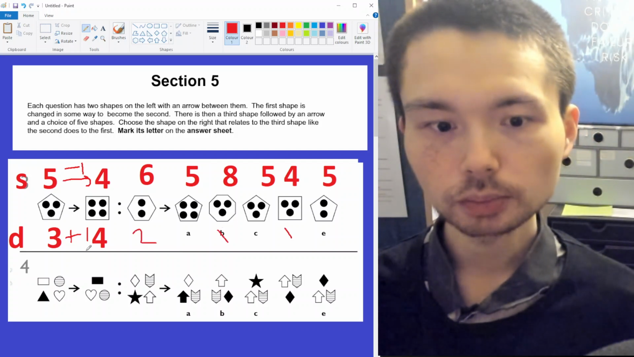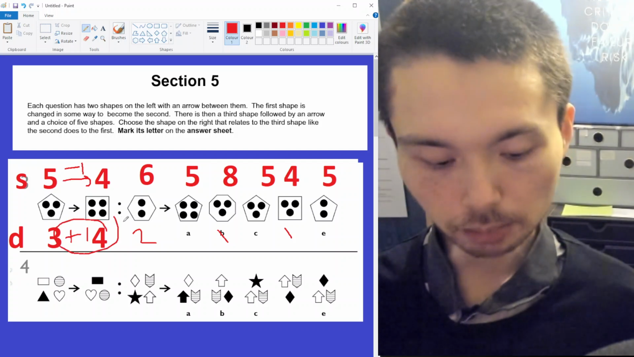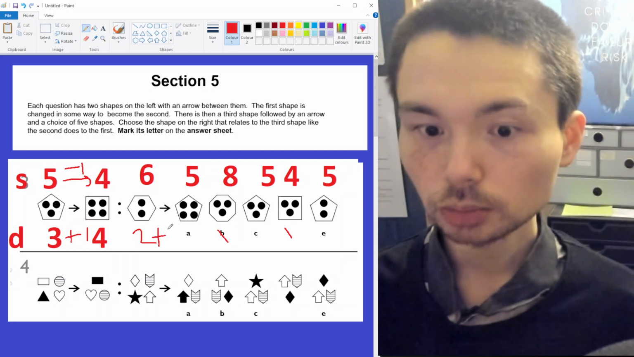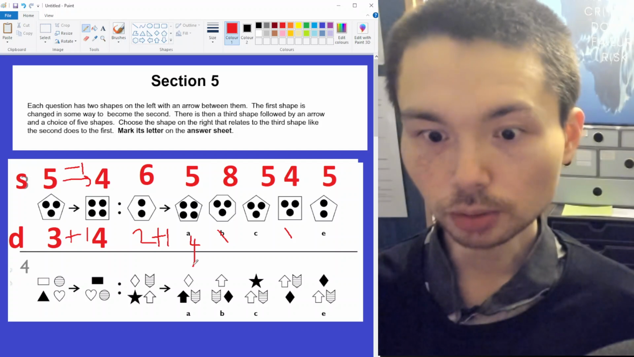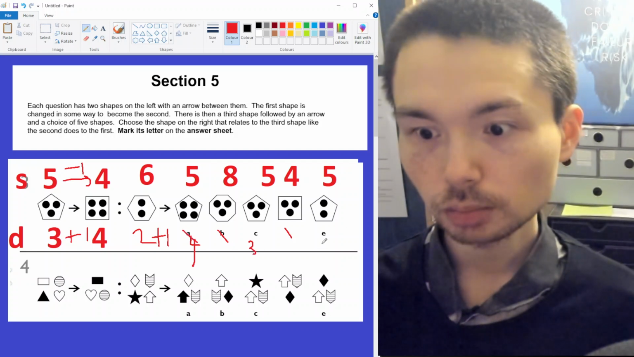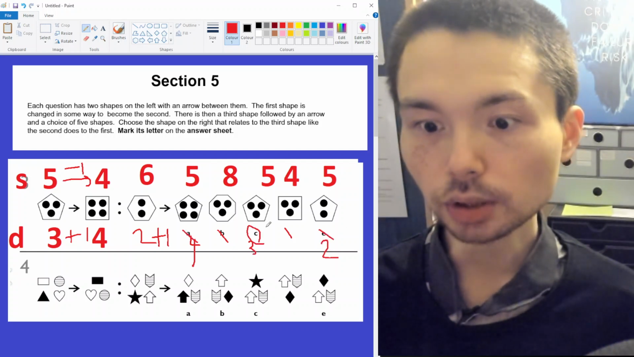Bottom number 2. Look at this connection here. Bottom number, you have to do +1. So it's got to be 3. 4 dots, no. 3, yes. 2, no. C is the answer.